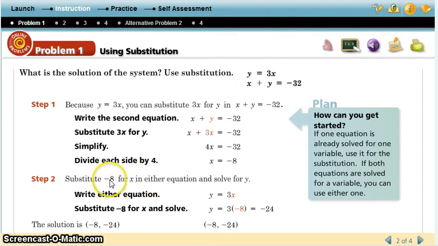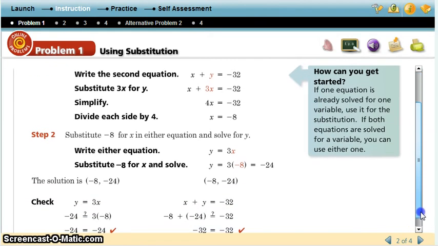They plugged negative 8 in place of the x for the first equation, and then just simply multiplied. 3 times negative 8 is negative 24. So the solution to this system is negative 8, negative 24. That's the x that you found in step 1 and the y that you found in step 2. So when you know what a variable equals, then plug it into the other equation and simplify your expressions.